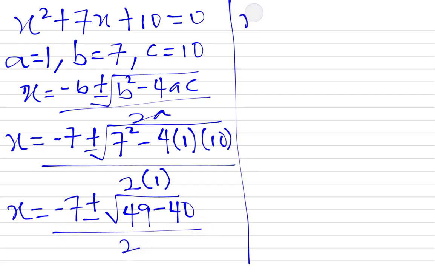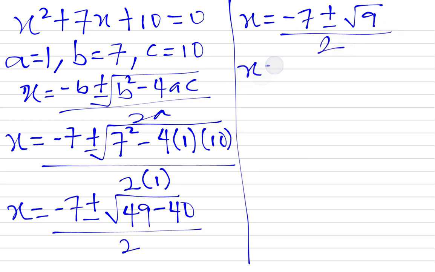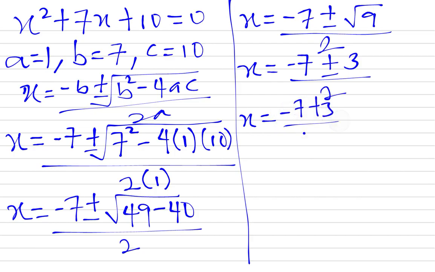So we are going to have x is equals to minus 7 plus or minus square root of 9, because 49 minus 40 is 9, all over 2. So that now becomes x is equals to minus 7 plus or minus the square root of 9, which is 3, all over 2. So that will now become x is equal to, now we separate the sign, minus 7 plus 3 over 2, or minus 7 minus 3 over 2.